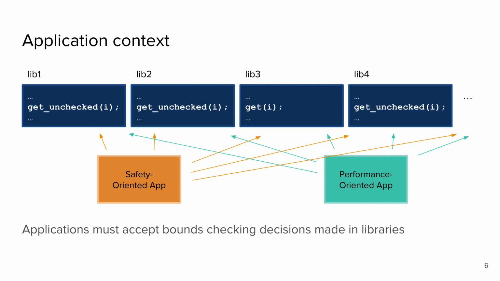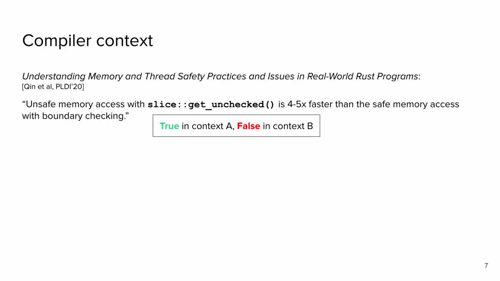In reality, library developers have the option to elide bounds checks, and they make those decisions based on conflicting goals. Because both safety and performance-oriented applications often depend on the same set of libraries, we are stuck with the bounds checking decisions made in library dependencies. If the safety-oriented application happens to depend on unchecked indexing, there is no easy way for the developer to reintroduce bounds checks, and there isn't even a good way to make developers aware of the unchecked indexing their applications might use. Another way to understand context is through compiler context.